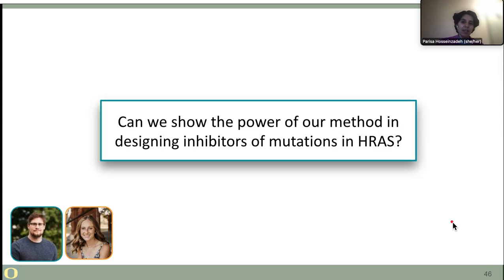When this method was developed, Andrew and an undergrad thought about, can we show the power of this method in generating inhibitors against mutants of HRAS?